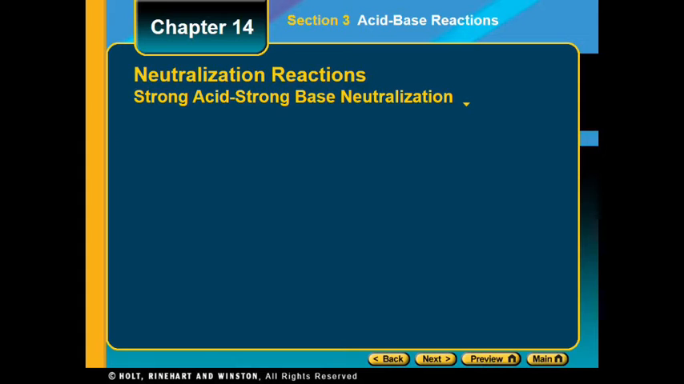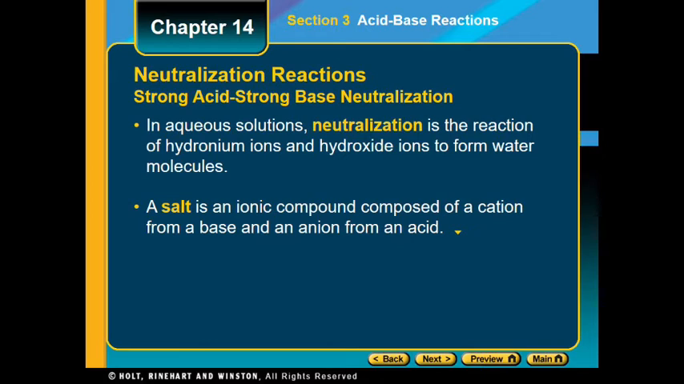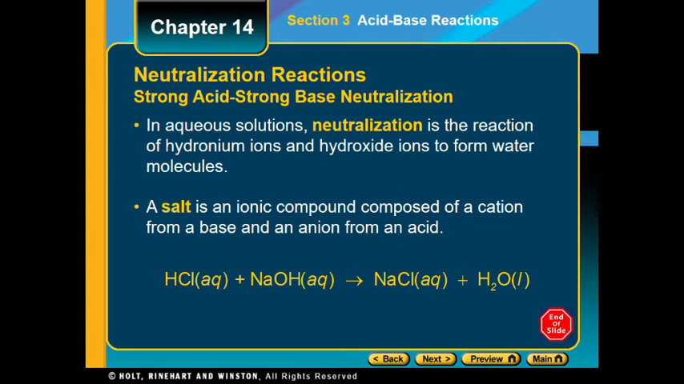Okay, so back to neutralization reactions. Neutralization is a reaction of hydronium and hydroxide ions that form water molecules. And then a salt is any ionic compound that has a cation from a base and an anion from an acid. So in this one right here, we have hydrochloric acid and sodium hydroxide. That's a strong acid and a strong base, creating, through a double replacement reaction, salt and water. Salt and water.